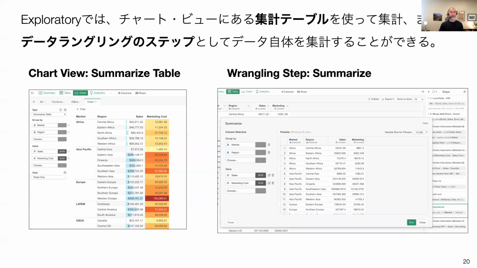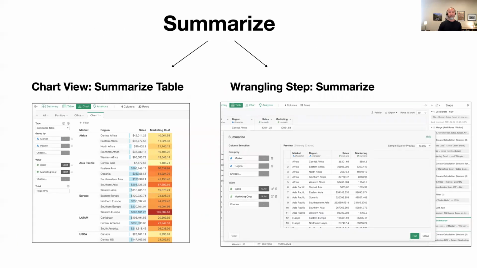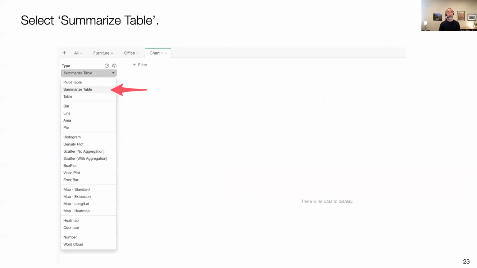In Exploratory, there are 2 ways to do it. On the left-hand side, you can summarize the data under the chart view by using the summarize table. Or you can create a data wrangling step to summarize the data itself. I'm going to start with the chart view summarize table first.